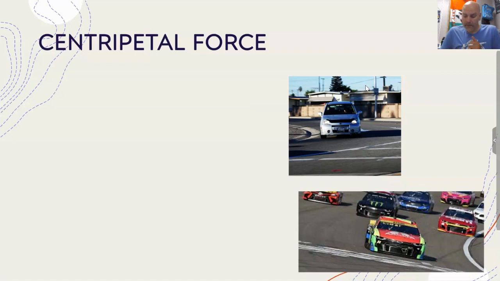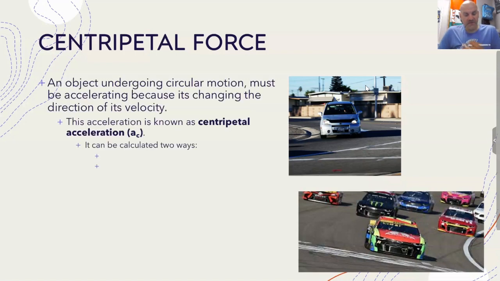Okay, so an object undergoing circular motion must be accelerating because it's changing the direction of its velocity. When we talk about centripetal or circular motion, what we're really looking at is uniform circular motion, UCM, at this point in time. Then we'll get into other circular motion by changing the tangential acceleration. But centripetal force is going to keep the object moving at a constant speed, but constantly changing the direction, which does cause an acceleration.